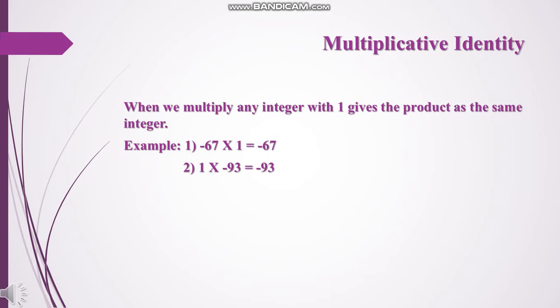Multiplicative identity. When we multiply any integer with 1, it gives the product as the same integer. For example, minus 67 into 1 is equal to minus 67. Another example is 1 into minus 93 is equal to minus 93. In the last class, we have read about the additive identity, that was 0. So, the multiplicative identity is 1.